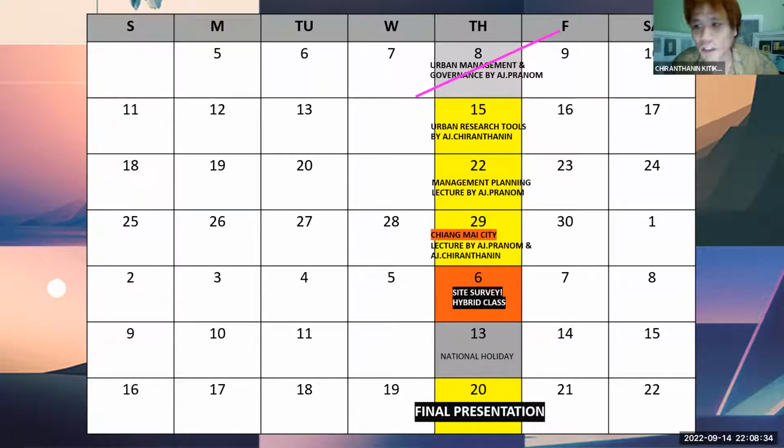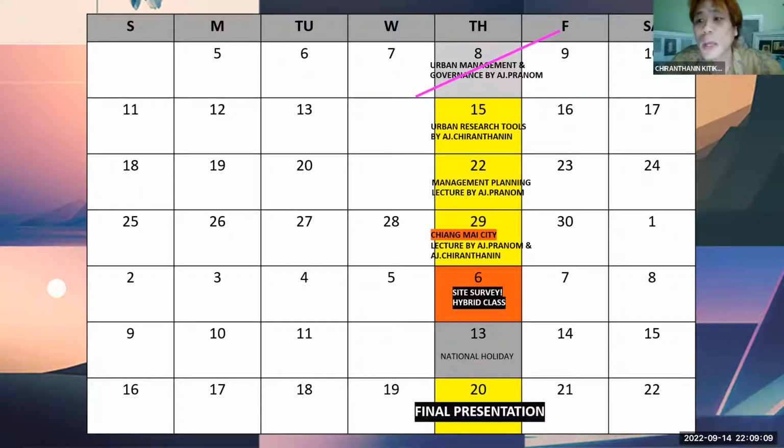So prepare yourself for the final presentations: you will test your idea of your city compared to Chiang Mai, and we will go to the site together. According to the schedule, on October 6th we will go to the site. We will go to explore Chiang Mai together. So we will meet each other in person and then go to the city together. So prepare yourself and we will meet in person on October 6th.